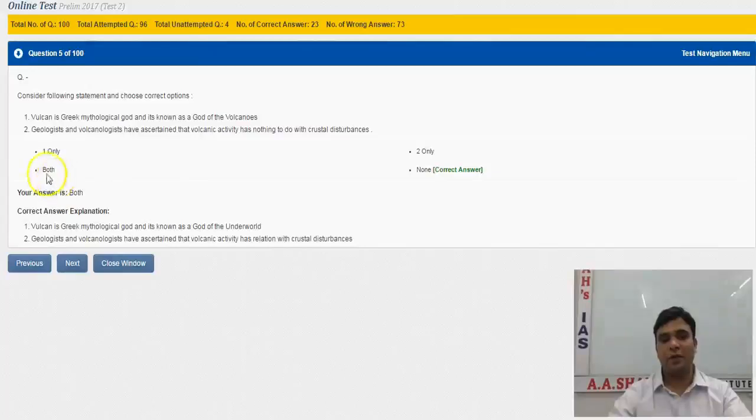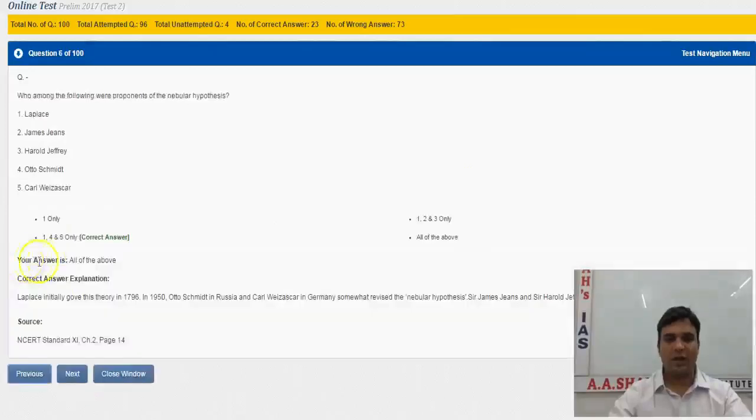So what does that do? That eliminates options A, B and C. What is left is option D. In a situation like this, I think it's better to leave a question like that if you don't know about Vulcan as the Greek mythological god. But in UPSC, the question will be much simpler. They'll arrange the options in such a way that if you are able to eliminate the second option, you would get the right answer eventually. So this was about testing your factual knowledge as well as your concept.